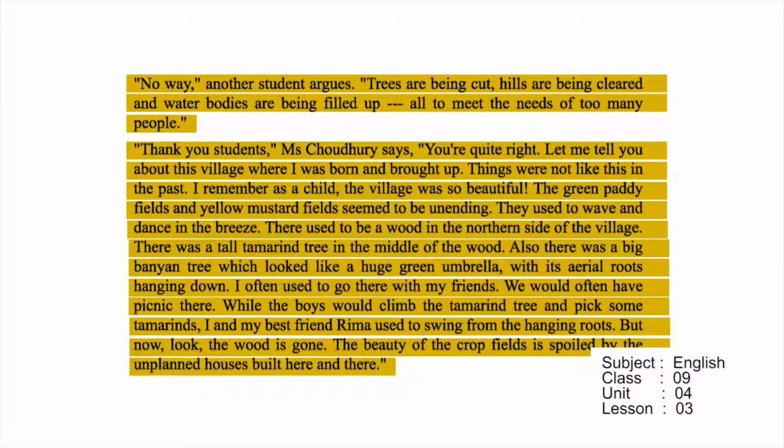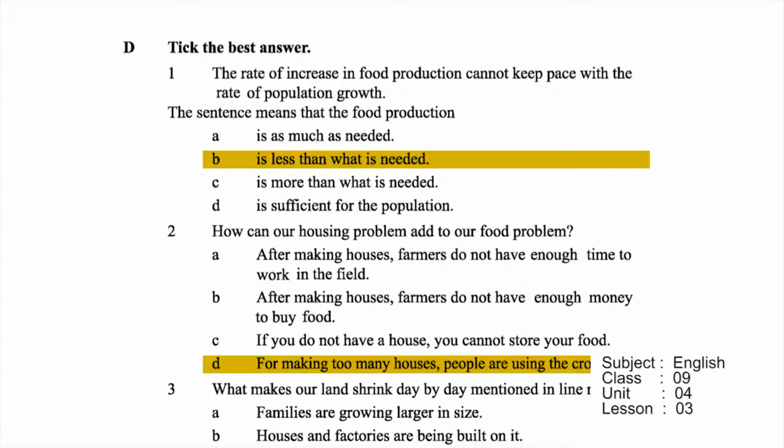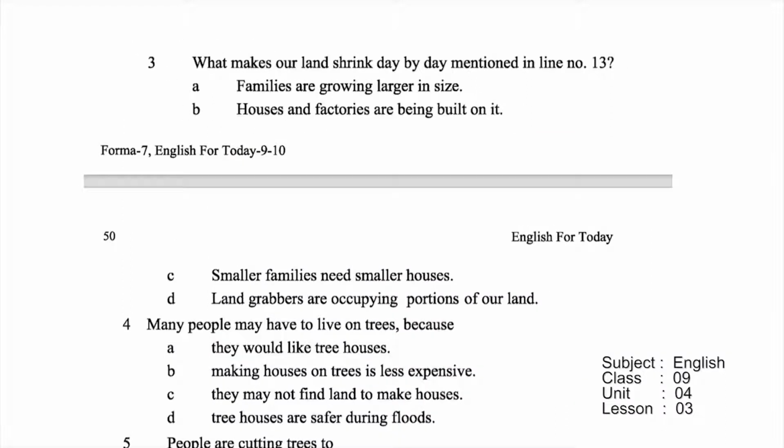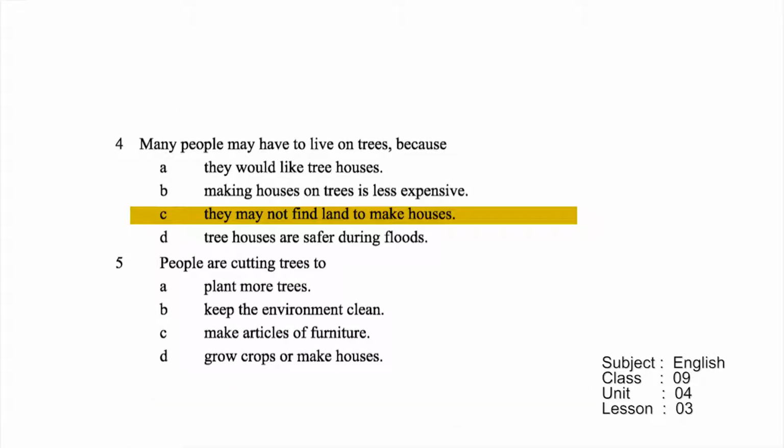So here are some multiple choice questions you need to mark. The rate of increase in food production cannot keep pace with the rate of population growth. The sentence means that the food production is less than what is needed. How can our housing problems add to our food problem? For making too many houses, people are using the cropland. What makes our land shrink day by day? Mentioned in line number 13. Houses and factories are being built on it. Number 4, many people may have to live on trees because they may not find land to make houses. People are cutting trees to grow crops or make houses.